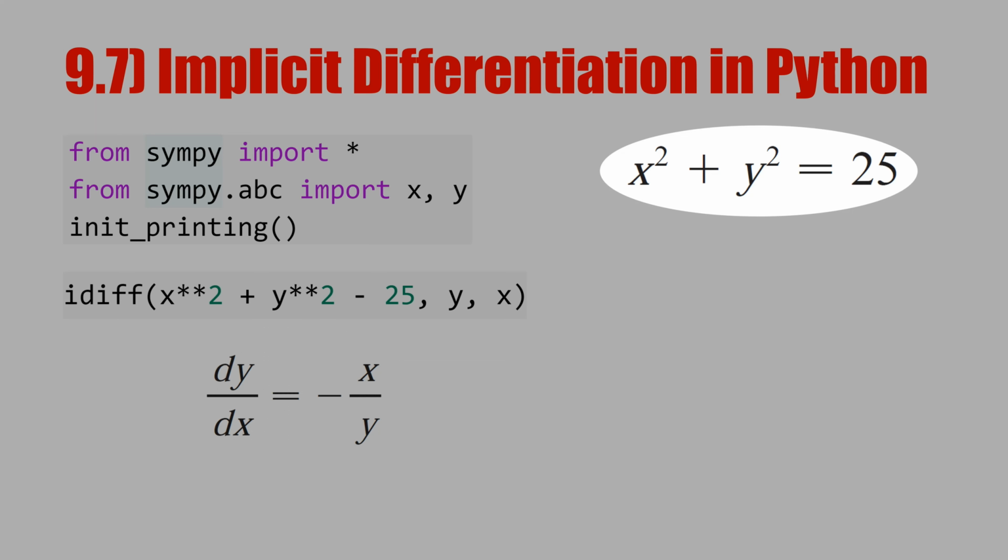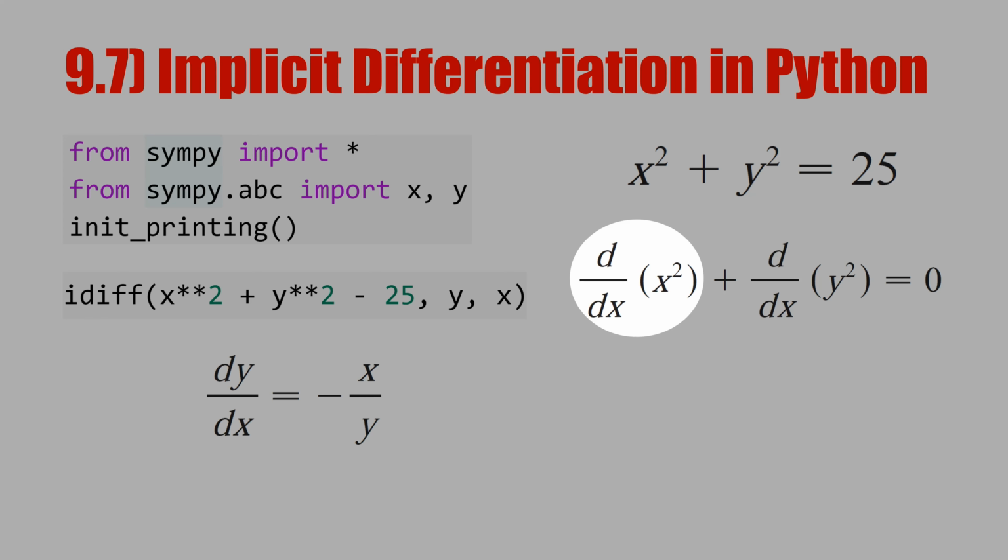Let's apply the implicit differentiation manually. We take the derivative of x squared and we take the derivative of y squared. Note that both derivatives are with respect to x. See dx in the denominator. And the derivative of 25 is 0.